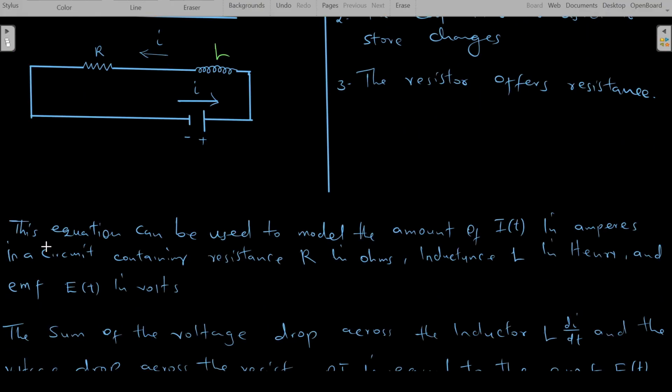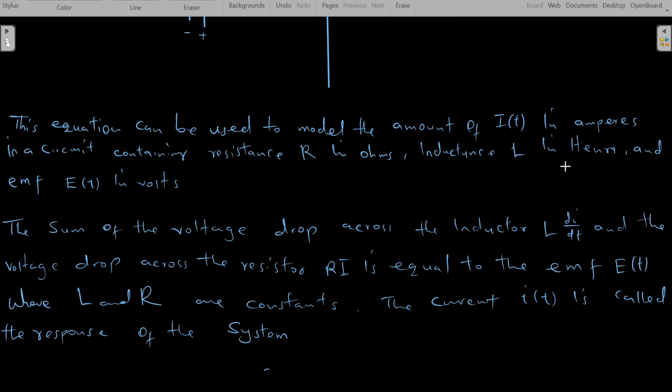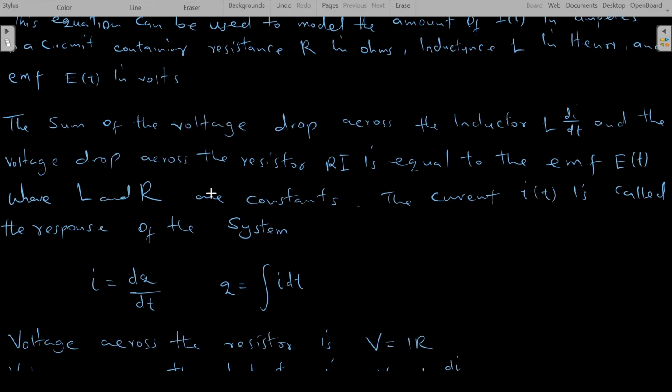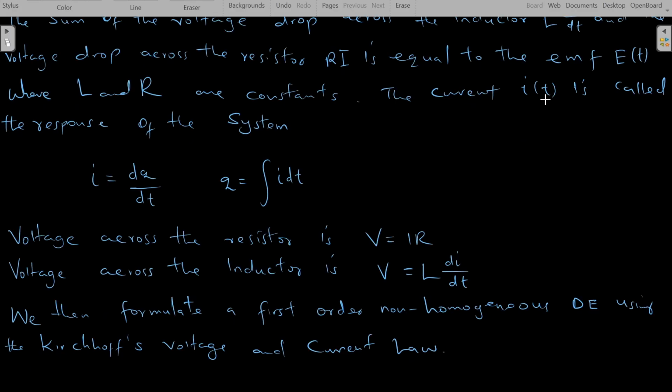So we are saying this equation can be used to model the amount of current in amperes in a circuit containing resistor R in ohms, inductance L in Henry, and the electromotive force E as a function of t in volts. So the sum of the voltage drop across the inductor and the voltage drop across the resistor is equal to the EMF. Okay, where R and L are constant. So the current i(t) is called the response of the system.